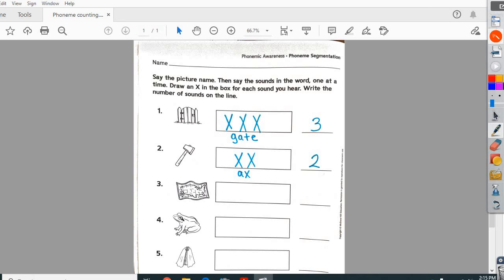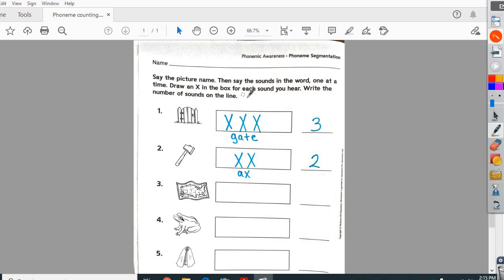All right, so here is the assignment. And you'll see I did 2 for you on the first page. There are about 4 pages of these, so make sure you scroll down. But on the first page, I did help you with 2 of them. And all you have to do is just like we were doing in our lesson. You're going to say the name of the picture and put how many X's, how many phonemes you hear.